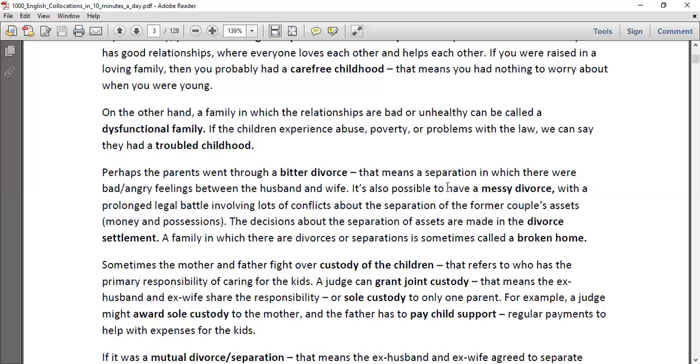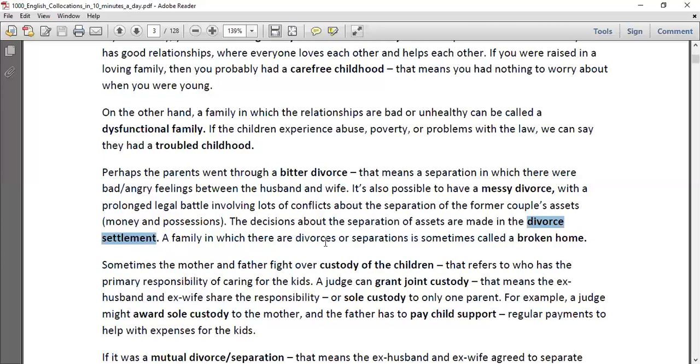It's also possible to have a messy divorce, the bitter divorce or messy divorce, with a long legal battle involving lots of conflicts about the separation of the former couple's assets, their money, their possessions, their properties, and so on. The decisions about the separation of assets are made in the divorce settlement. The divorce agreement between the ex-husband and the ex-wife to divide their money and possessions. This is called divorce settlement.